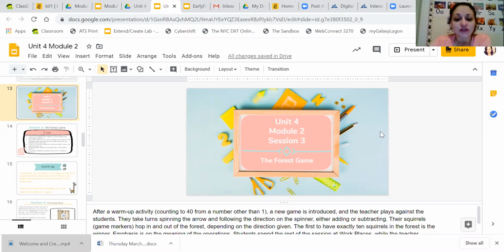Okay, so we are on Unit 4, Module 2, Session 3, and we're going to learn a brand new game today. We just learned foxes and dens, and now we're going to learn another game called the forest game. We're learning a lot about animals, huh?